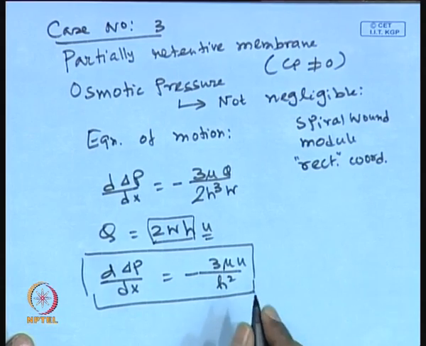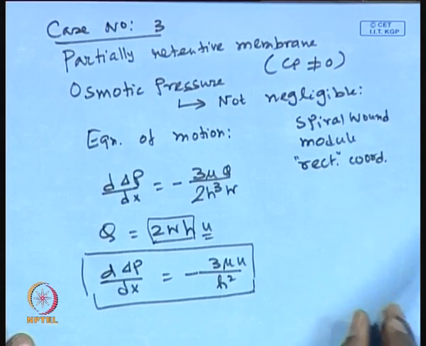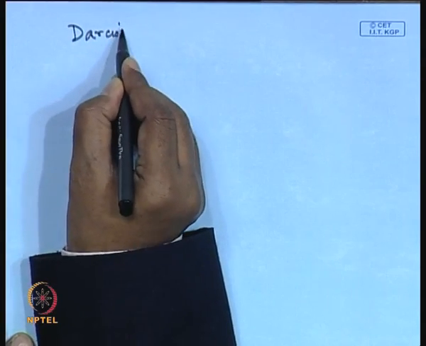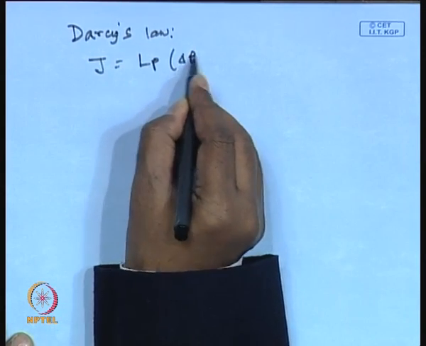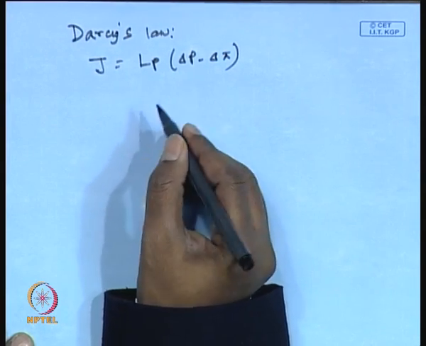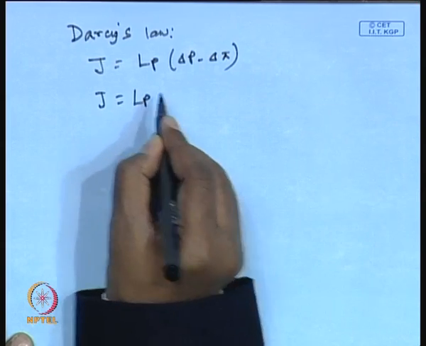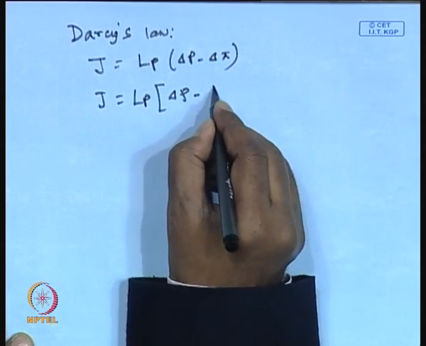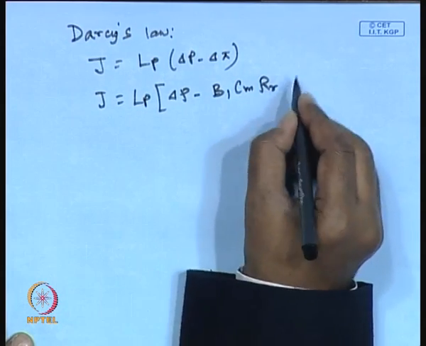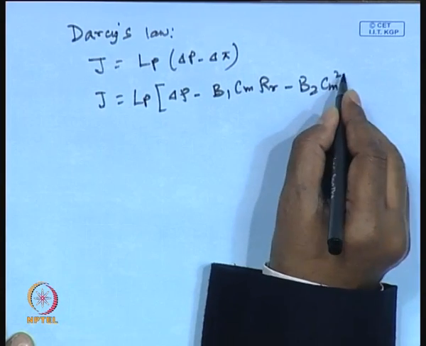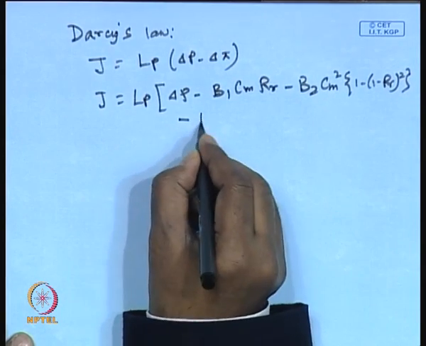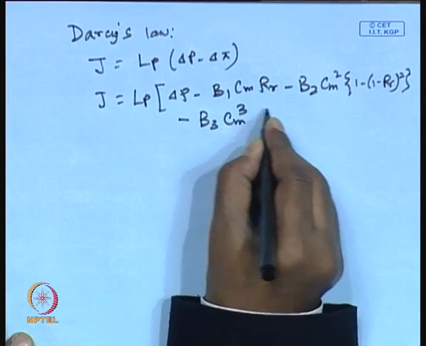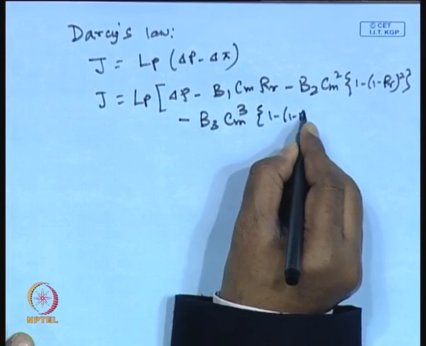Okay. So, J becomes, now in this case, since the osmotic pressure is not negligible, we can use Darcy's law as J is equal to Lp times delta P minus delta pi, and J becomes Lp times delta P minus B1 CM RR, I think we already derived it a number of times, B2 CM square 1 minus RR square, minus B3 CM cube 1 minus RR whole cube.